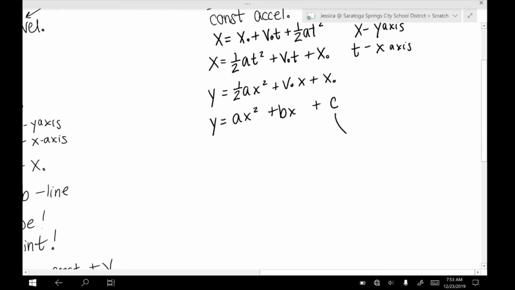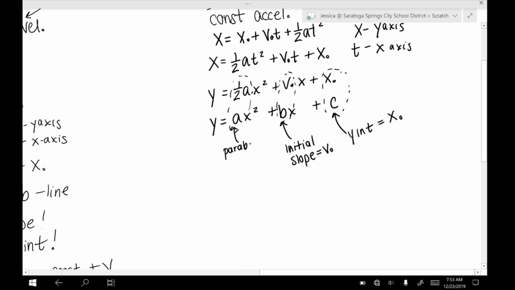Remember this plus c is our y-intercept. So that means our y-intercept for this graph is our initial position. The b value gives us our initial slope, so our initial slope is based off of the initial velocity. And the a value here tells us about our parabola, specifically how wide it is or how quickly the slope of the parabola changes. So that's all going to be based off of 1/2 times the acceleration.